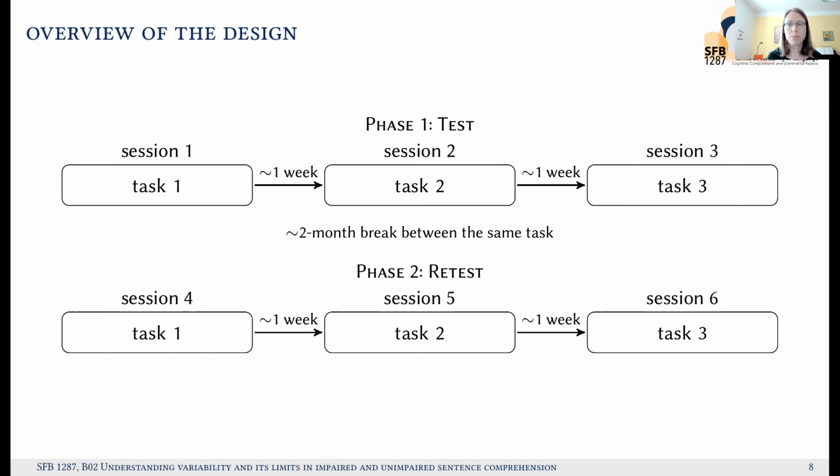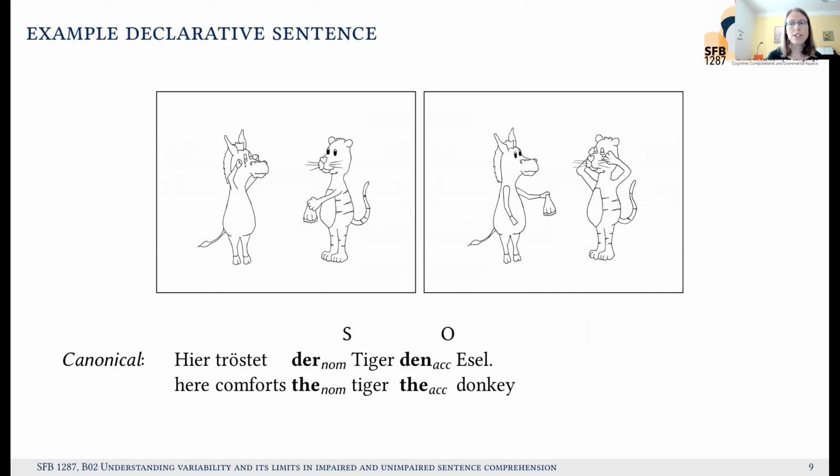Which means that participants were exposed a total of 6 times to all sentences. And here's an example for a sentence, which is, "hier tröstet der Tiger den Esel," or in English, here the tiger comforts the donkey. And in the sentence picture matching task, participants saw 2 pictures while they listened to the sentence, and afterwards they had to choose the picture that best matched the sentence meaning.